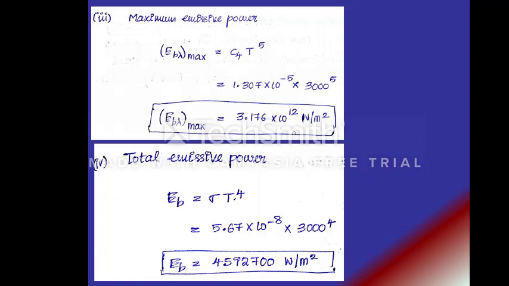You know what is sigma. Substitute the value of temperature as 3000. We'll get E_B, total emissive power, to be 4592700 watts per meter square.